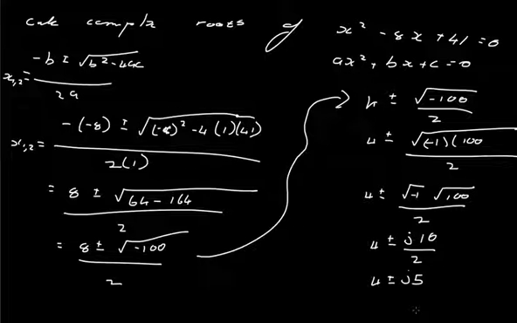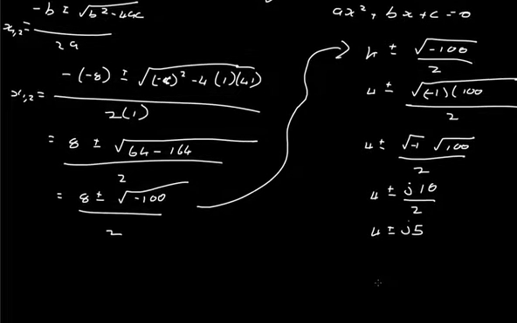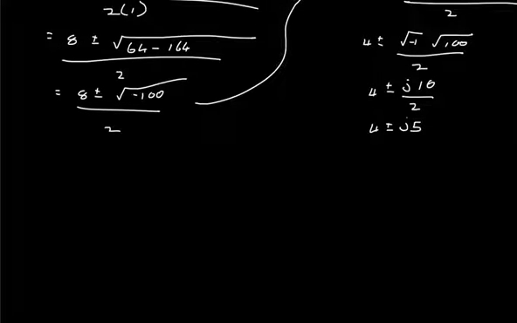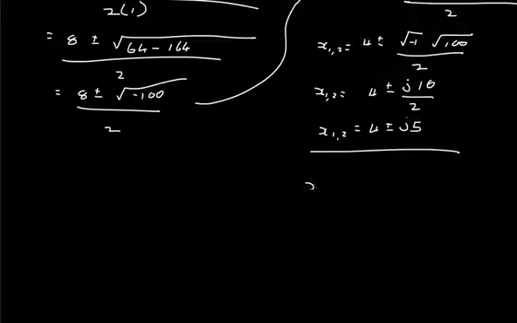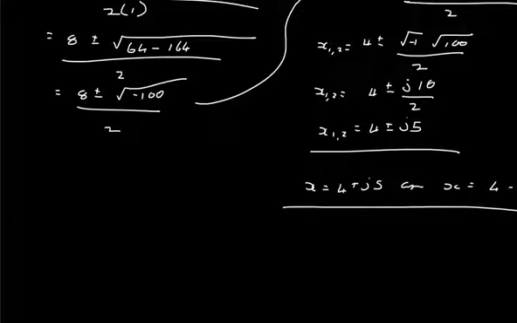Okay, and if we want to write it out, once again I forgot to carry my x1,2 equals. This should be fine as a final answer, but you can also write it as x equals 4 plus j5 or x equals 4 minus j5. And there you go, there you have your roots. Done and dusted. And that is question 6 out of the way.